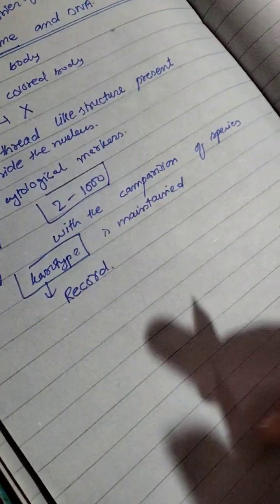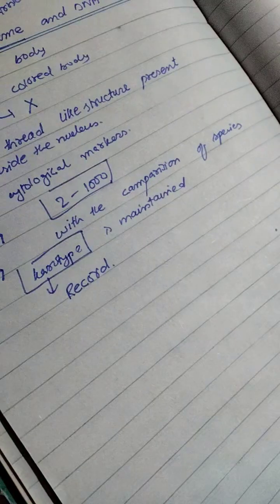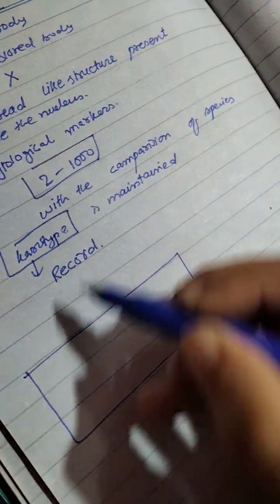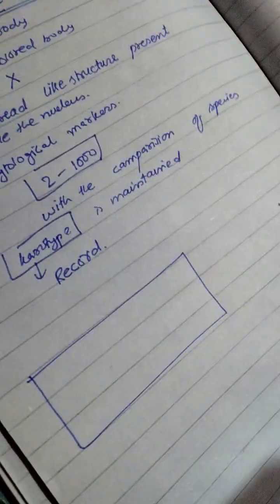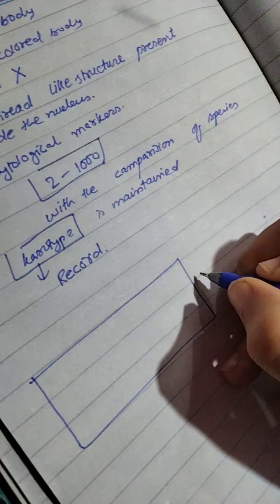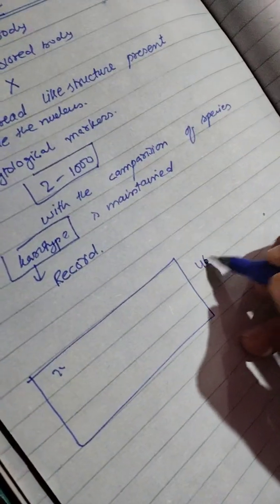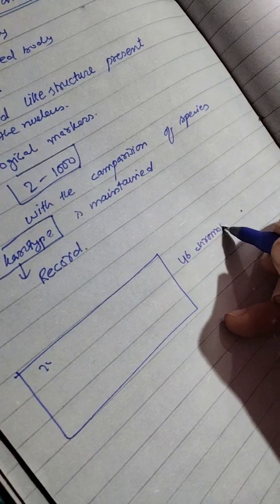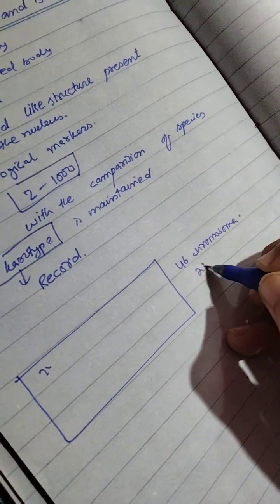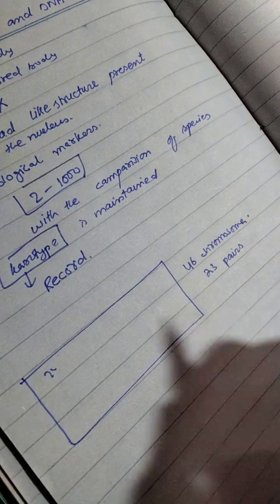For example, let's compare a normal person and an abnormal person. This is a record. The record which I'm creating is known as a karyotype. Consider a human being: it contains 46 chromosomes, that is 23 pairs.